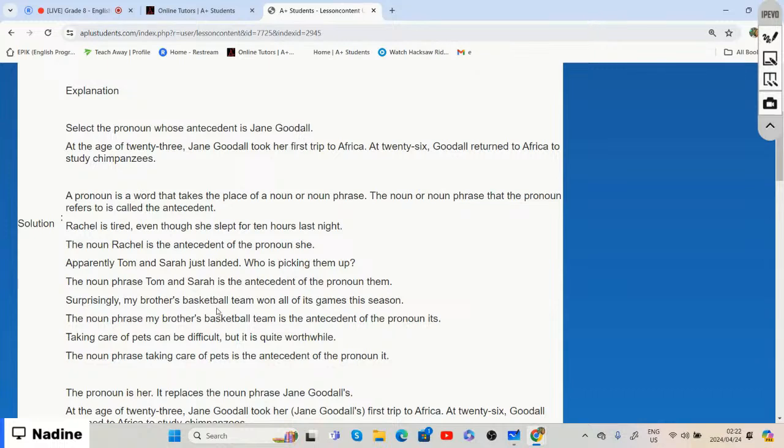So our noun, right, is the antecedent of the pronoun that is taking its place, right? Then we have a noun phrase, and the noun phrase is Tom and Sarah just landed. So Tom and Sarah is the antecedent of them.